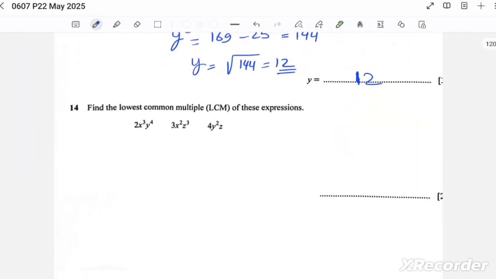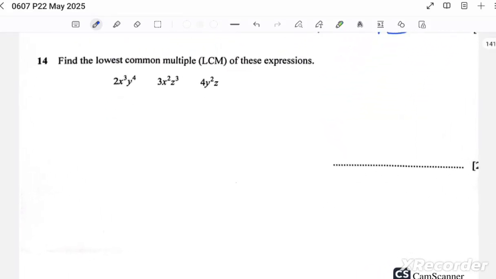Now, next question is about the lowest common multiple. So, of course, the syllabus says you should know how to find the lowest common multiple. You should know the highest common factor. You should know how to write a number as a product of its prime factors. This is an easy and at the same time popular question. So you should know them.